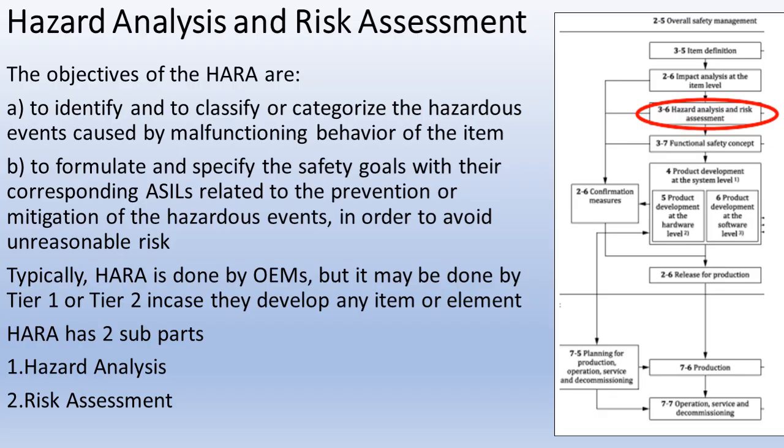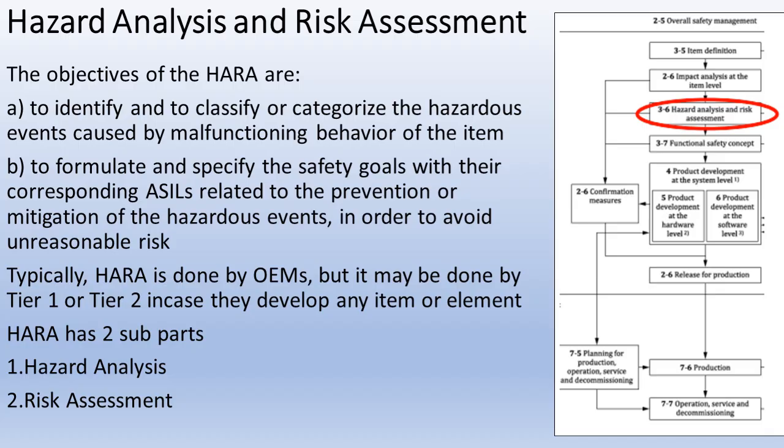So the first sentence clearly says that we have to classify and categorize the hazardous events. What are all the various chances of a particular system going wrong? And when I say system, I am strictly talking about electrical and electronic systems. Please understand, all along we are discussing only the faults that arise due to the malfunctioning of electrical and electronic systems, and to formulate and specify the safety goals with their corresponding ASILs related to prevention and mitigation of the hazardous events in order to avoid unreasonable risk. As I said before, I will clearly explain what an ASIL is in the coming slides in the same session. As of now, please remember ASIL stands for Automotive Safety Integrity Level.